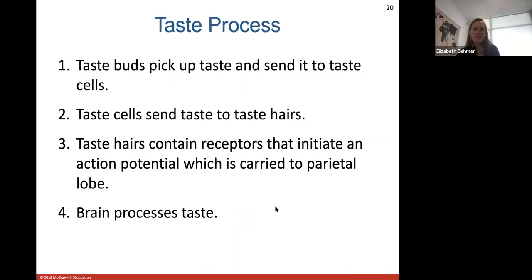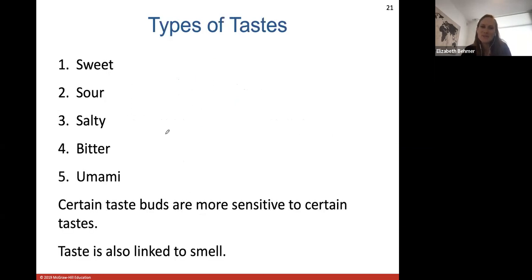Taste process: your taste buds will pick up taste and send it to your taste cells. The taste cells will send taste to your taste hairs, and the taste hairs are what will actually contain the receptors that initiate an action potential, which is then carried to the parietal lobe to help sense the different tastes you're perceiving, and the brain will then process what you are tasting.